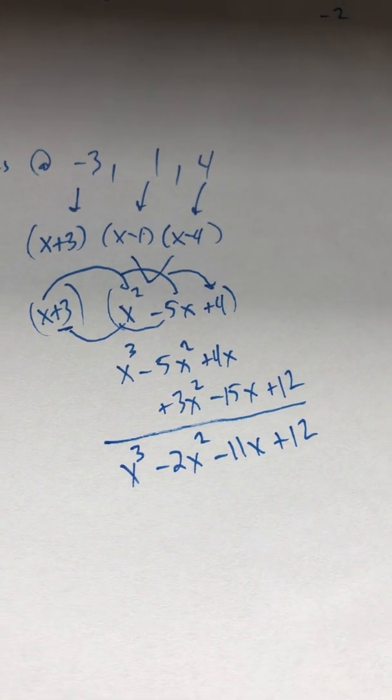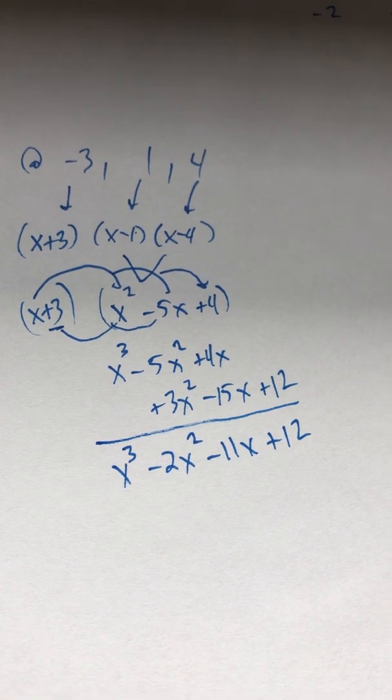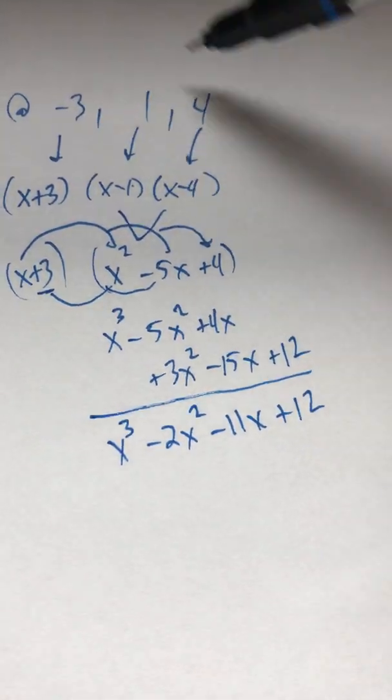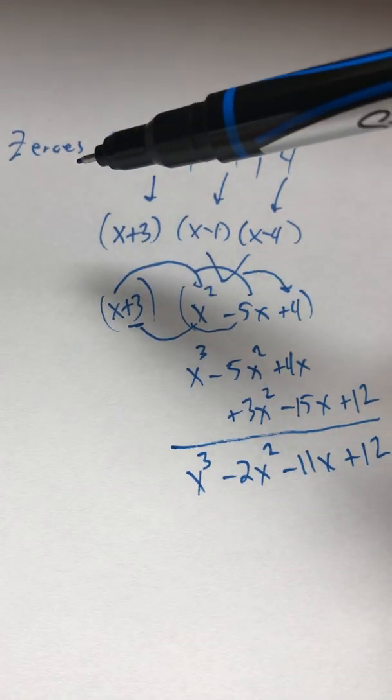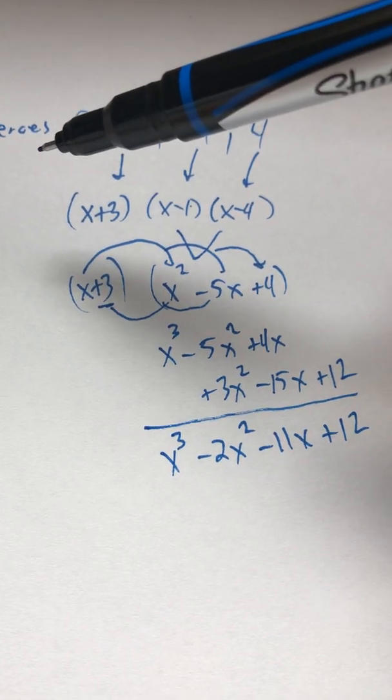I could choose any one. I could try all 3 or just 2 of them. But I can take these x values and plug them into my equation. And if I've done it right, the answer that comes out should be 0.